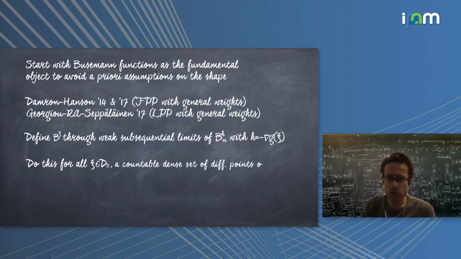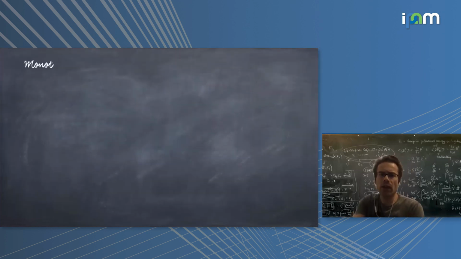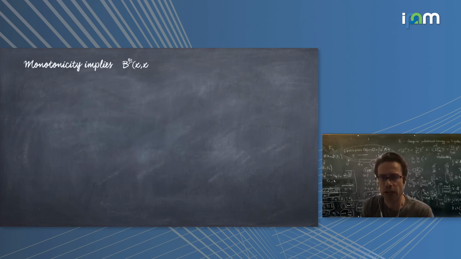You do that simultaneously for a countable dense set of directions that happen to be differentiable points of G. And there exists such a set because G is concave. Okay, so now the limiting object still has the cocycle, recovery and monotonicity properties, because these were equalities, so they held in the almost sure sense, and this will pass to the limiting object as well.